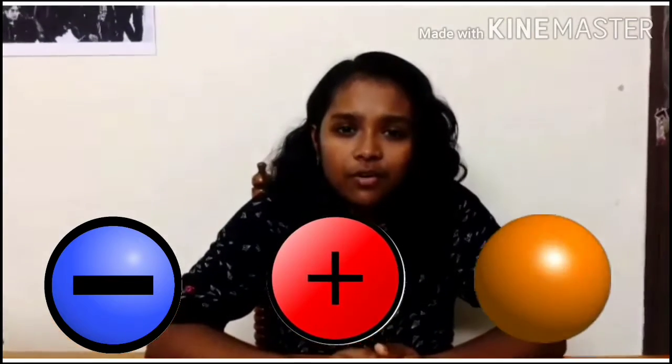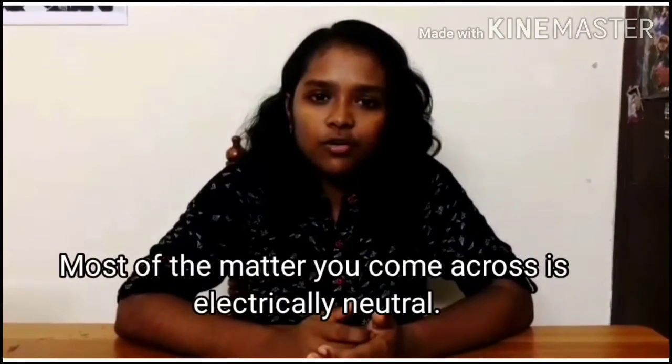Now on to the theory part. We all know that matter is made up of atoms, and atoms are further constituted by three types of particles: negatively charged electrons, positively charged protons, and neutral neutrons. Generally, the number of protons and electrons in an atom is the same, so most of the matter you come across is electrically neutral. So let us know what happens when we lose either of these.